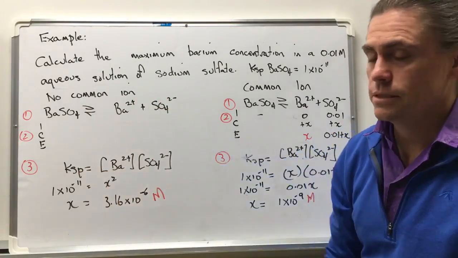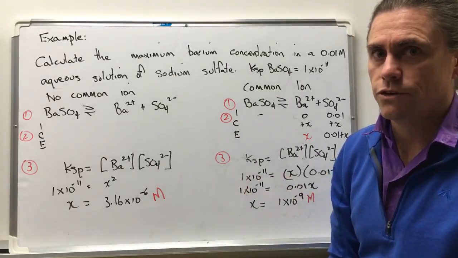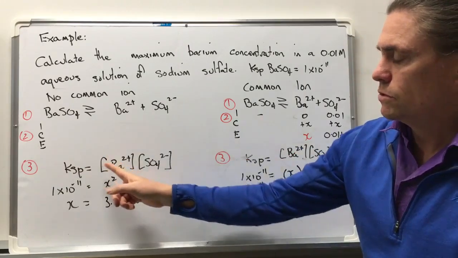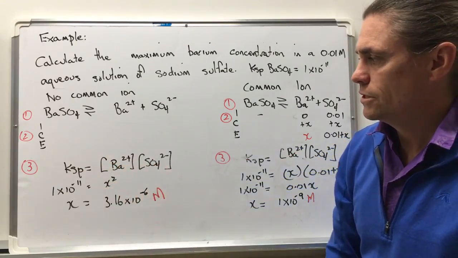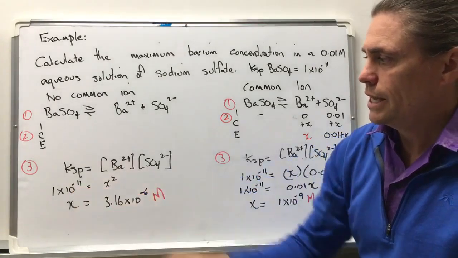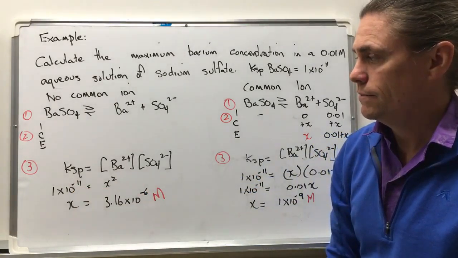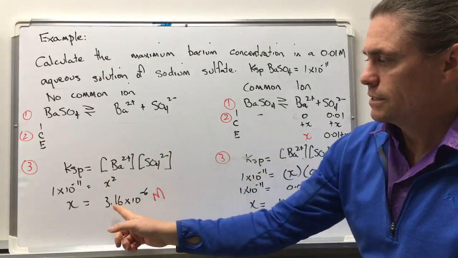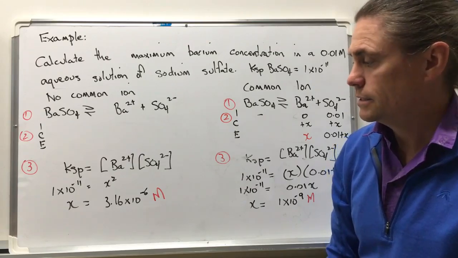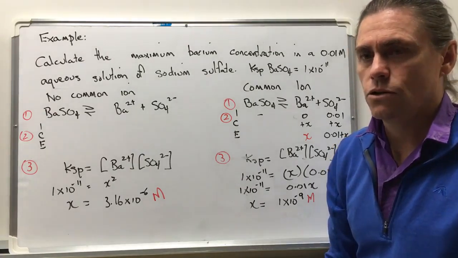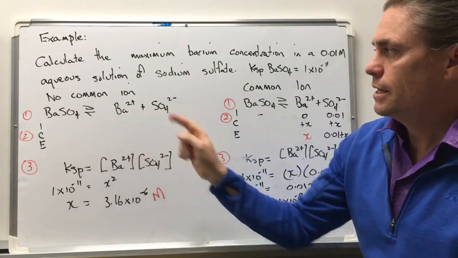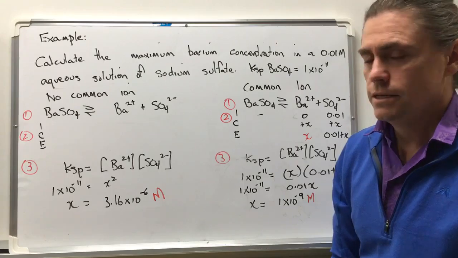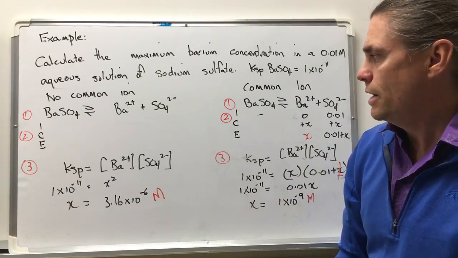Instead, we need to use our KSP to calculate the final concentration at equilibrium. So our KSP expression will be the concentration of barium ions times the concentration of sulfate ions, and that will be equal to our KSP value of 1 by 10 to the minus 11. And this is a 1-to-1 ratio, so x squared will equal this, therefore x will equal 3.16 by 10 to the minus 6 molar. And this will actually be our concentration of our barium ions and our sulfate ions. Remember, this is where we don't have any common ion. So let's look at it now where we do have a common ion.